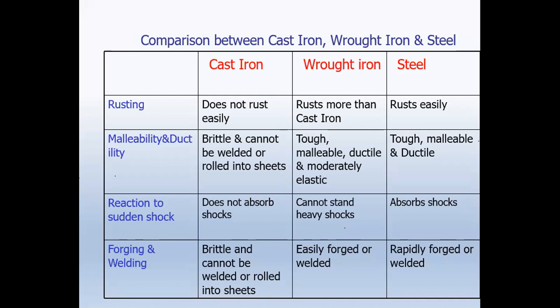Now, if we consider reaction to sudden shocks, you will find that steel absorbs shocks. With respect to forging and welding, these are mechanical processing, you will find that steel can rapidly be forged and easily be welded. However, cast iron is still brittle and cannot be welded or rolled into shapes.